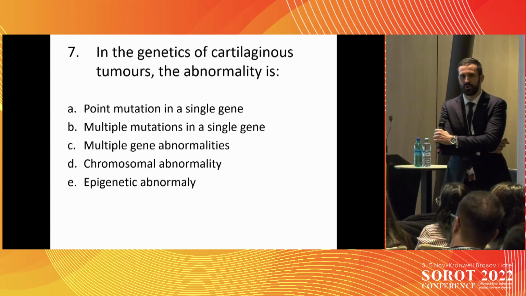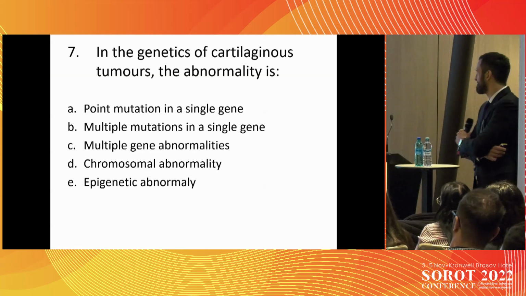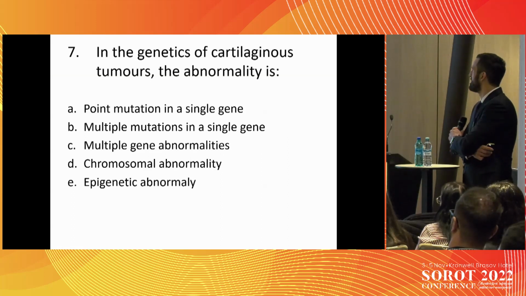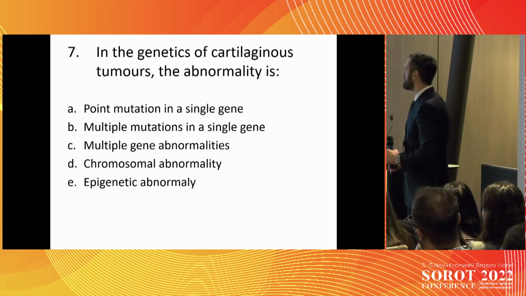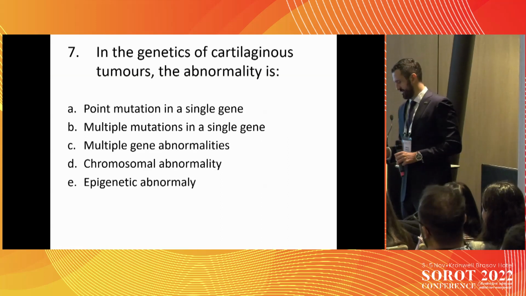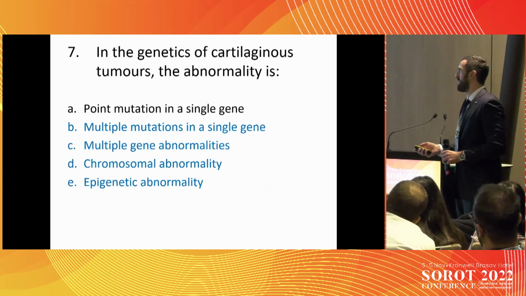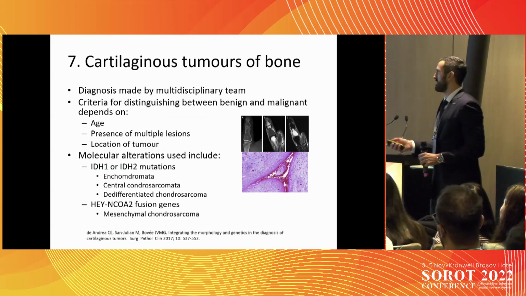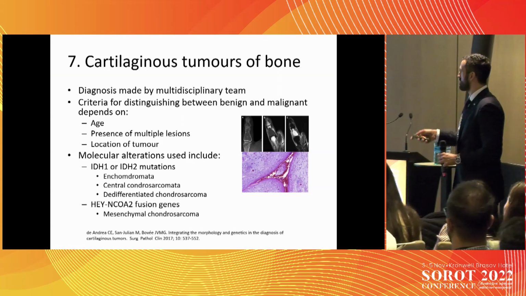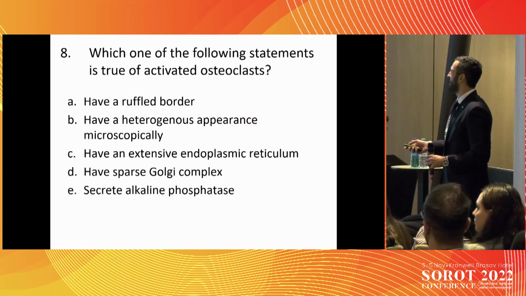Now we come to the oncology. Cartilaginous tumor, let's say chondrosarcoma. A, very hard question. So, cartilaginous tumors of bone, they usually do have point mutations in the genes.